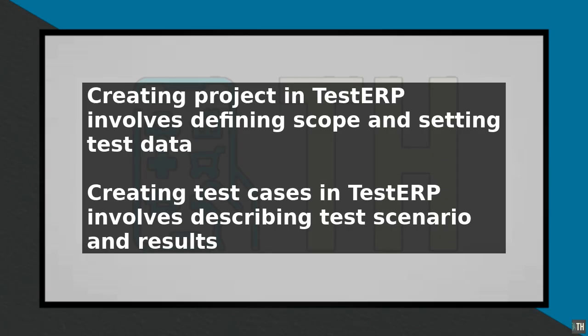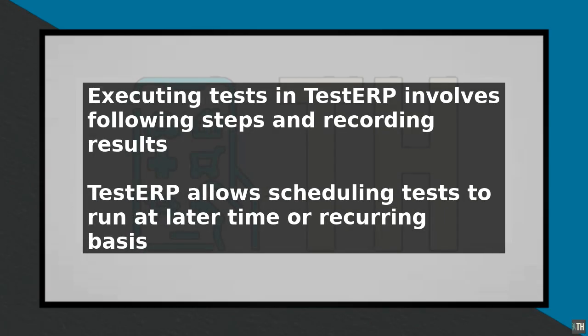When executing your tests, it is crucial to follow the steps defined in the test case and record the actual results. After executing your tests, you need to analyze the results and report any defects or discrepancies. Testerup allows you to create defect reports and assign them to team members for resolution. You can also track the status of your defects and verify the fixes once they are resolved.